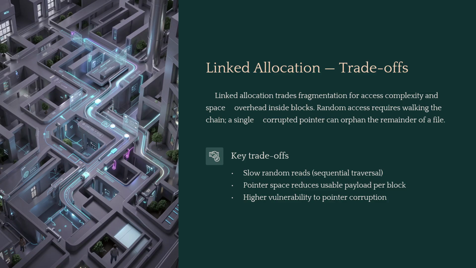Linked allocation trade-offs. Linked allocation trades fragmentation for access complexity and space overhead inside blocks. Random access requires walking the chain. A single corrupted pointer can orphan the remainder of a file.